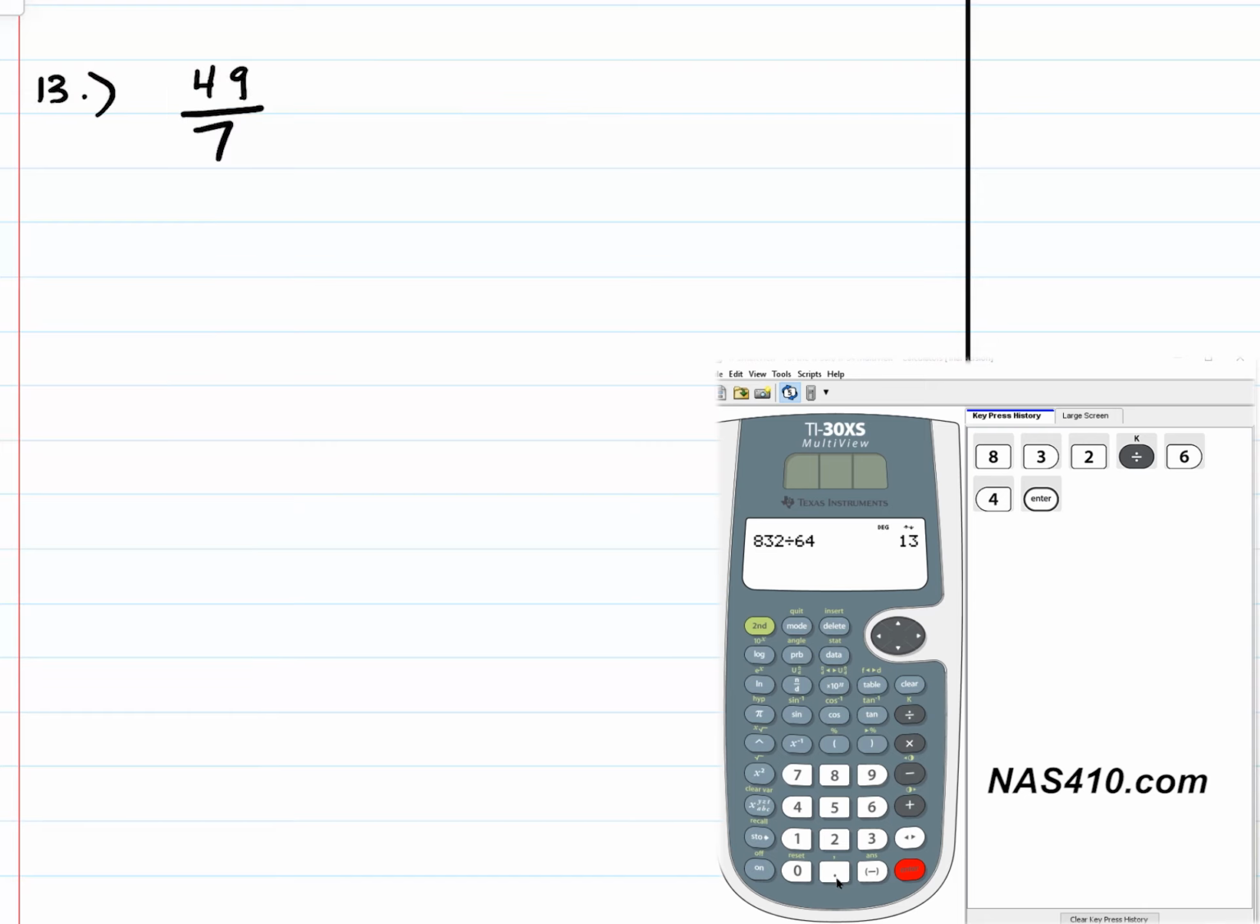Number 13, again, essentially here what I have is a fraction, but really a fraction is just another way of doing division. Okay, and so I have 49 divided by 7. I do that math, and I get 7.